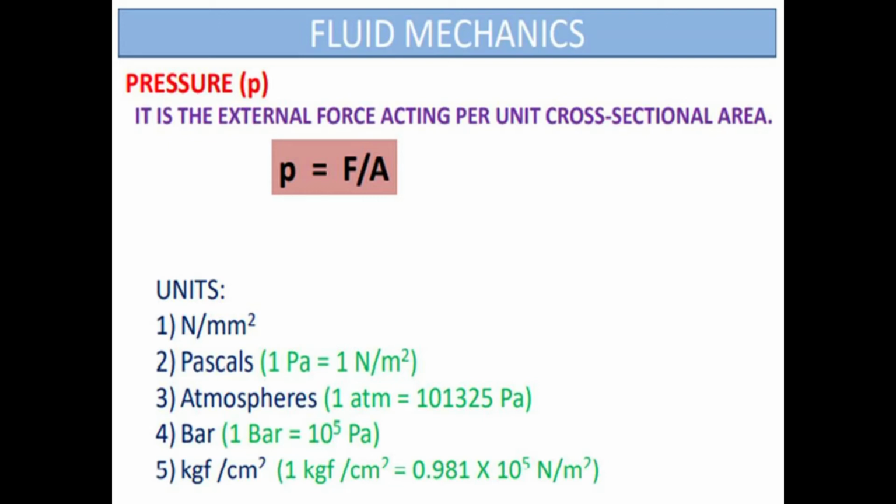Other units of pressure are: A. Pascals, 1 Pascal is equal to 1 Newton per meters square. B. Atmospheres, 1 atmosphere is equal to 101,325 pascals. C. Bar, 1 bar is equal to 10 to the power of 5 pascals. D. Kilogram force per centimeter square. 1 kilogram force per centimeter square is equal to 0.981 into 10 to the power of 5 Newton per meters square.